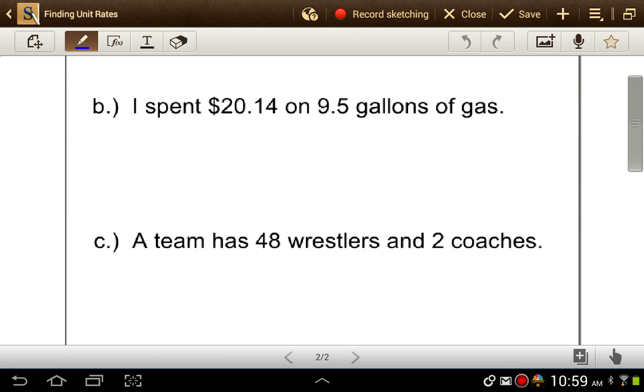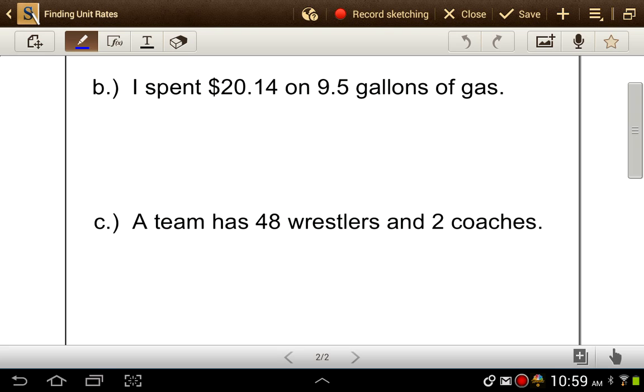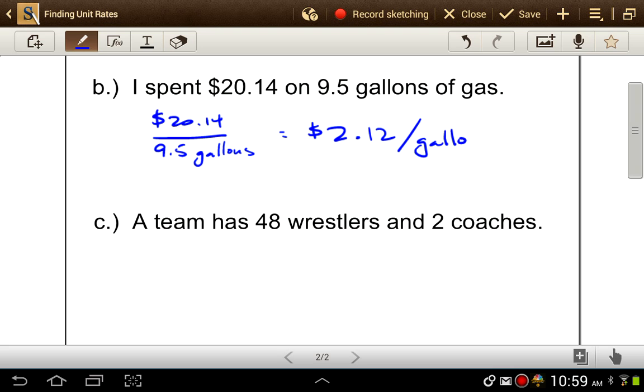Okay, in the next page, I have 2 more examples. I spent $20.14 on 9.5 gallons of gas. If money is involved and it's a unit price, that is going to go in the numerator. So I'm going to do $20.14 divided by 9.5 gallons. Again, show your work. Then you take out your calculator and you divide those, and I'm going to get $2.12. There's my first label, the dollar sign, per gallon. There's my second label. And that's it.